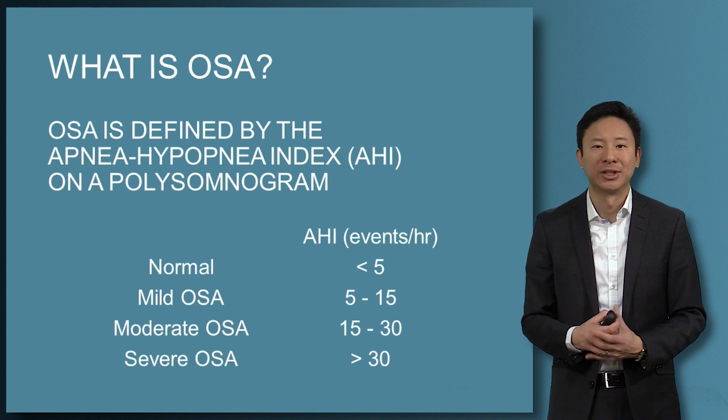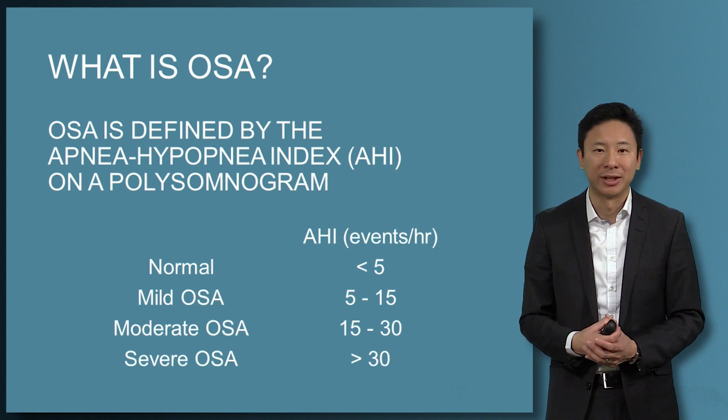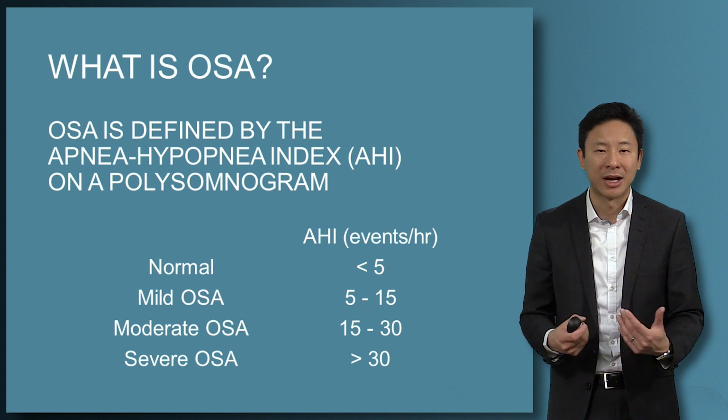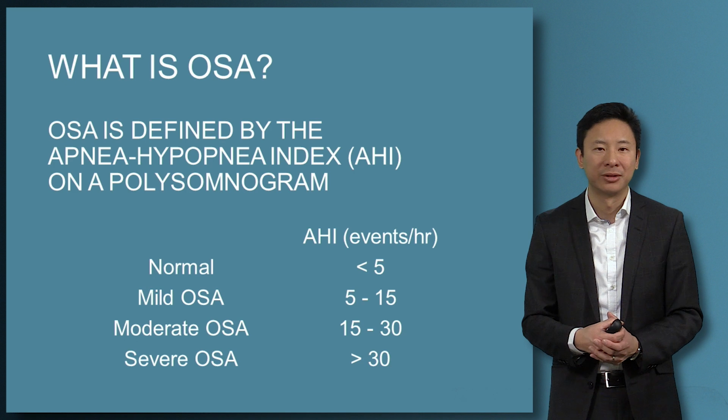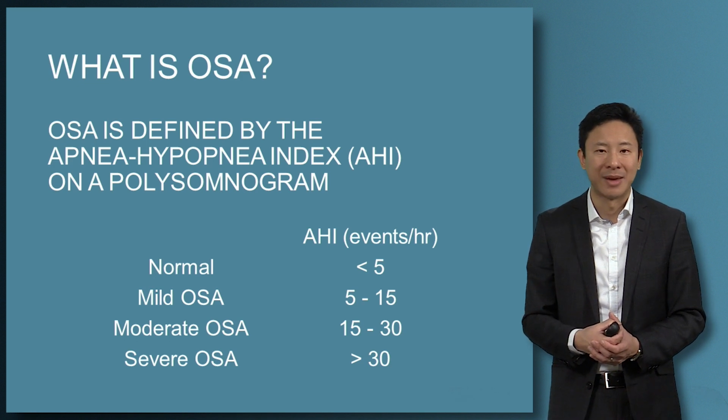A normal person can have some apneas and hypopneas during the night. In fact, a normal person can have up to about 5 of these events per hour. So anything less than 5 in terms of the apnea-hypopnea index is considered to be normal. Mild obstructive sleep apnea is considered to be an AHI between 5 and 15 events per hour. Moderate OSA would be 15 to 30 events per hour. And when you get above 30 events per hour, we call this severe OSA.